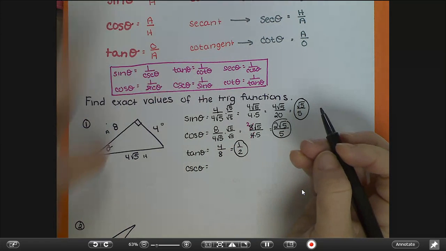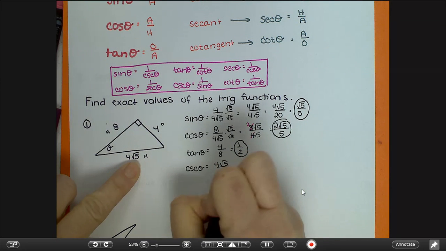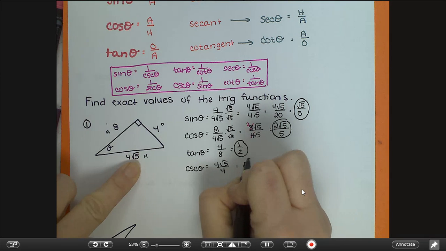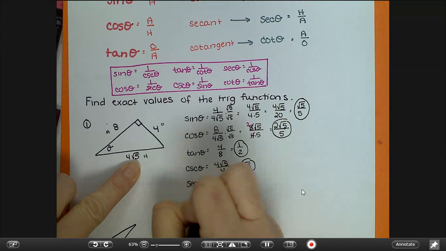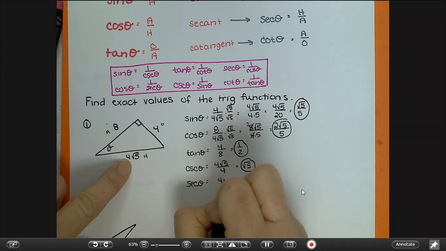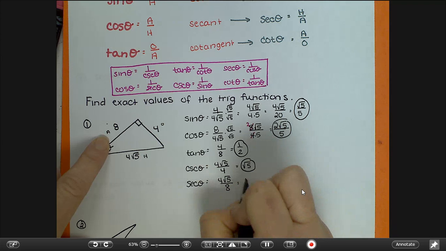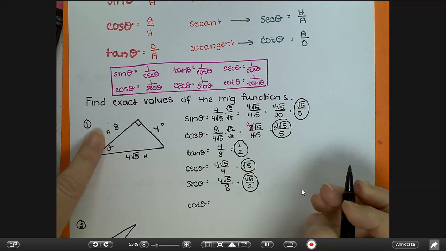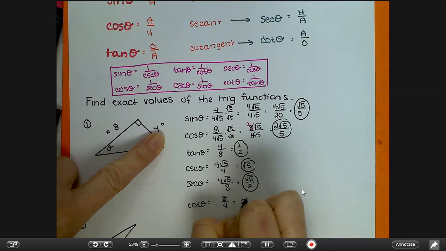Cosecant is hypotenuse over opposite. So 4 root 5 over 4, which is just the square root of 5. Secant is hypotenuse over adjacent. So we can simplify 4 over 8, so the square root of 5 over 2. And cotangent is adjacent over opposite. So 8 over 4, which is 2.